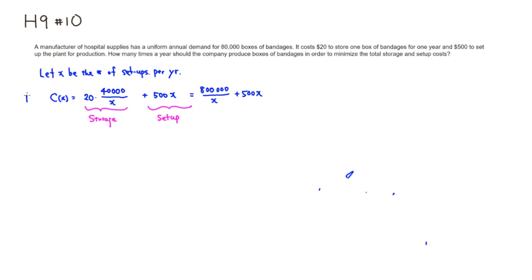We want to minimize this function, so let's find the critical number. Take the derivative. I don't like the way this is written, so I'm going to rewrite it as 800,000 x to the negative 1. The derivative: 800,000 is just a number, put the negative sign in front, x, subtract 1 from the power, so it's negative 2. And the derivative of 500x would be 500.